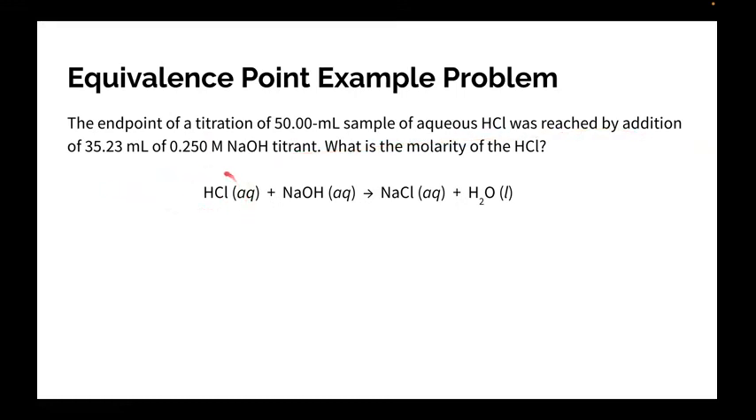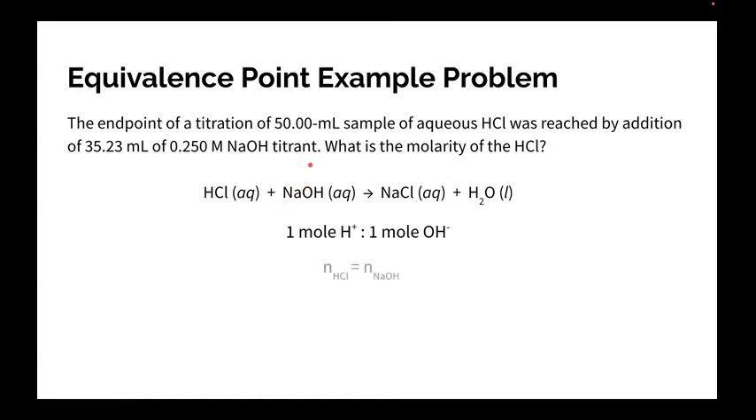I have HCl, and we notice there's only one H in HCl, so I have 1 mole of H plus produced. And in NaOH, I only have 1 OH, so I have 1 mole of H plus for 1 mole of OH minus. We get that because 1 H plus comes from HCl, and 1 OH minus comes from NaOH.